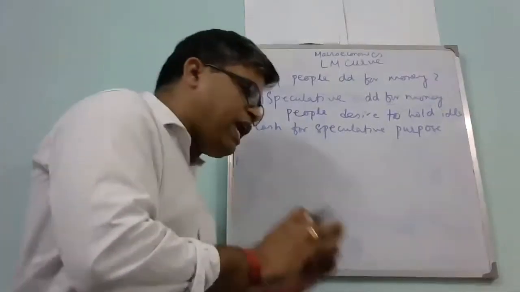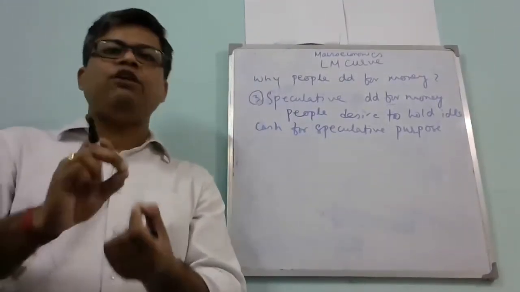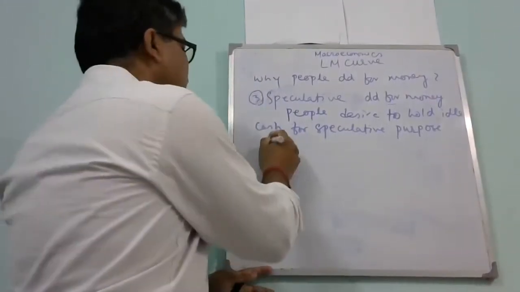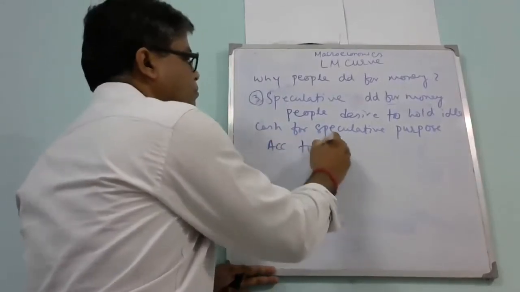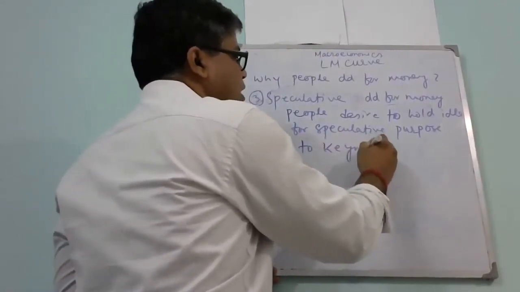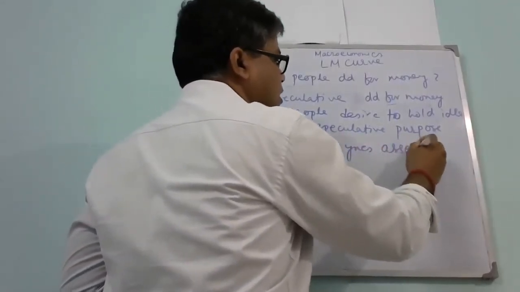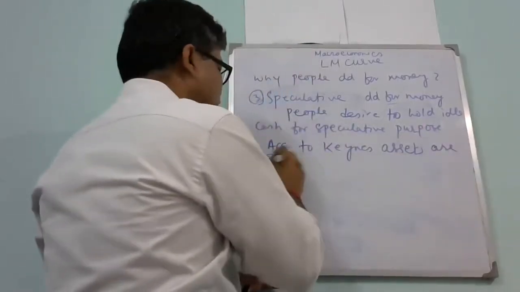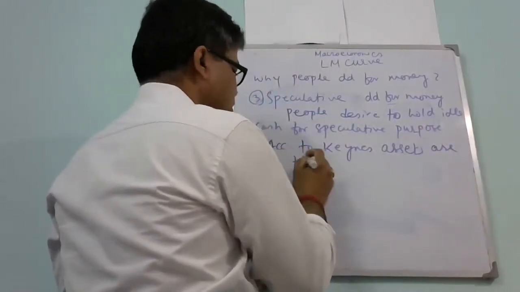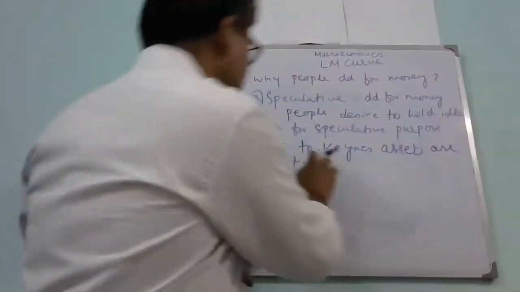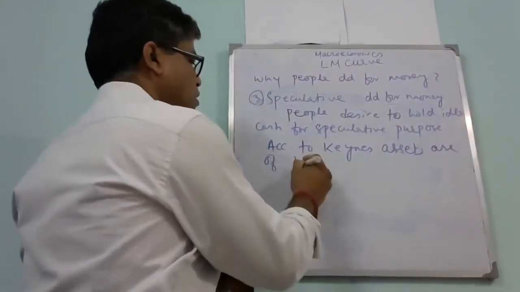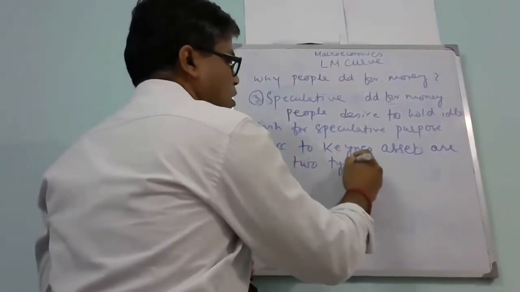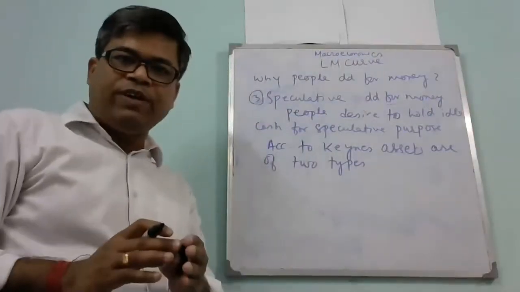Now, according to Keynes, assets are of two types. Assets are of two types. What are the two types of assets?